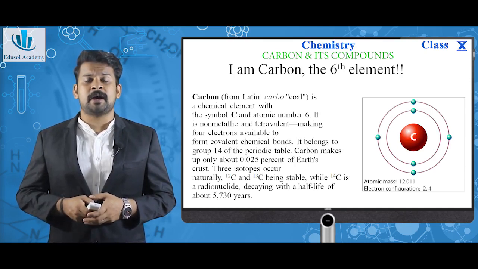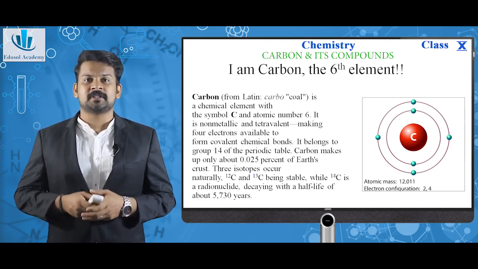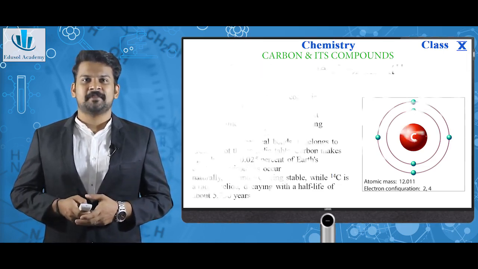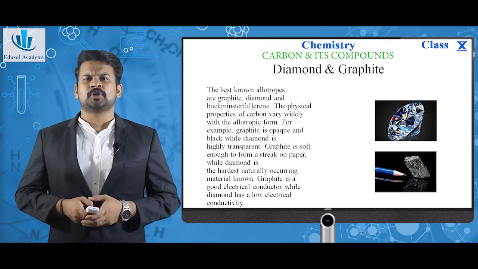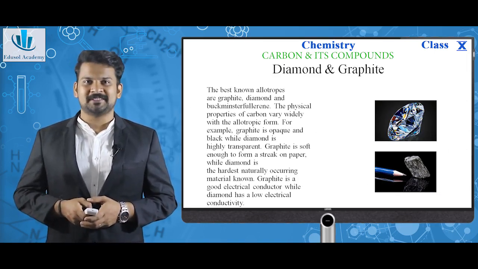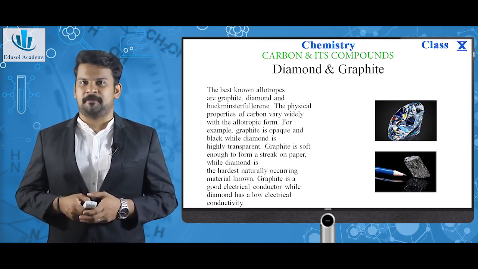Also, different types of isotopes are available for carbon, making a wide range of properties to use in daily life. Diamond and graphite, both of these are the two main allotropes of carbon. The physical properties of carbon vary widely with the allotropic form.